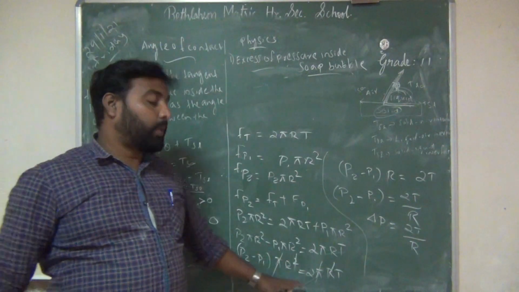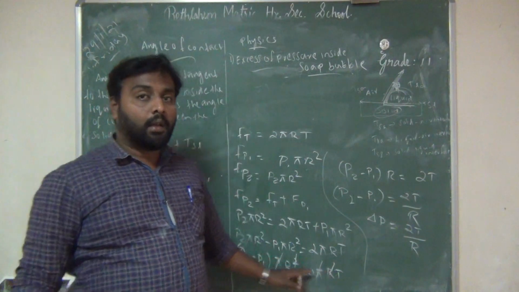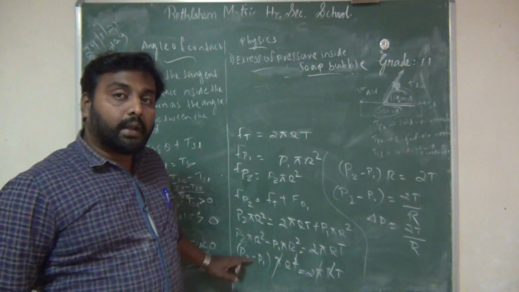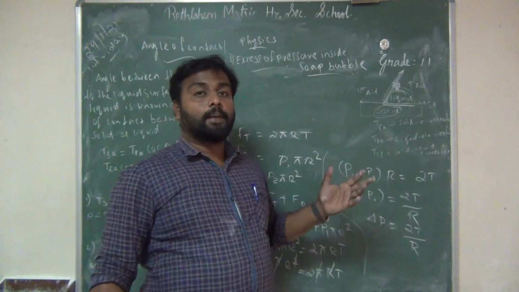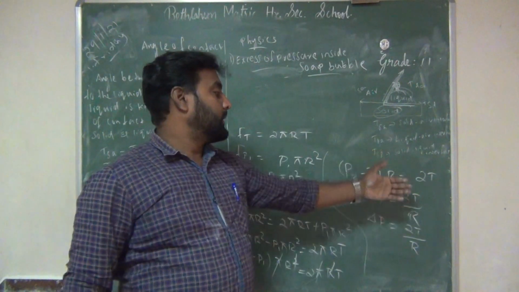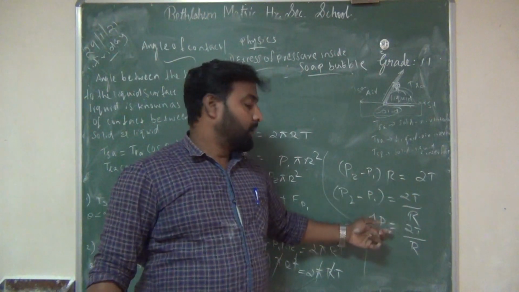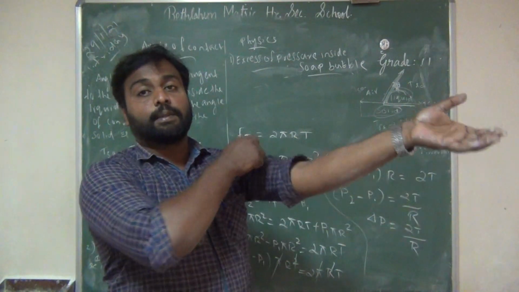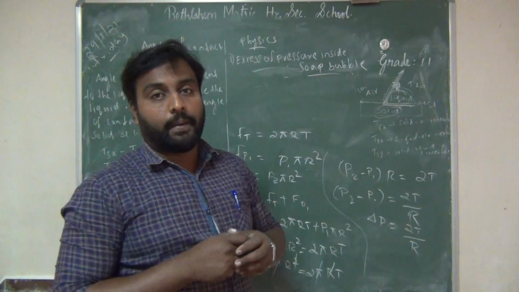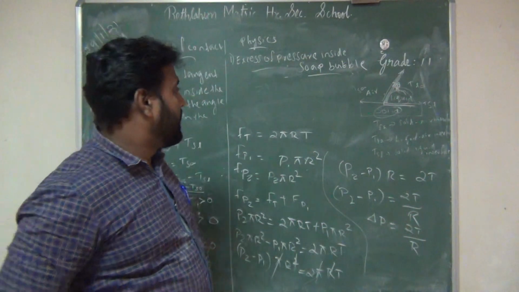So cancel this pi here, and one r from here and another r from here. The remaining thing you will get is (P2 minus P1) into r is equal to 2T. Taking this r to the other side, P2 minus P1 is equal to 2T by r. P2 minus P1 means what? The excess pressure, the change in pressure, delta P. So delta P is equal to 2T by R.